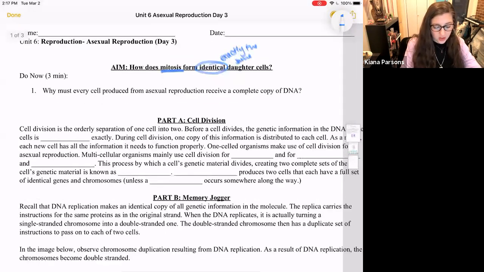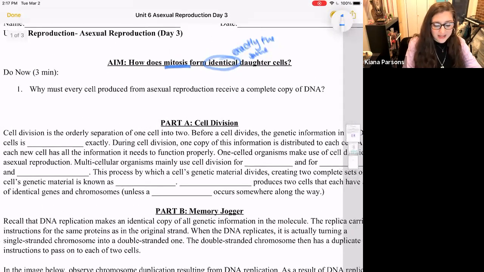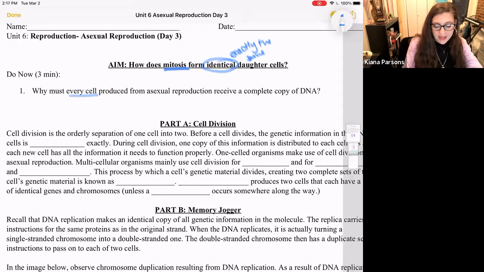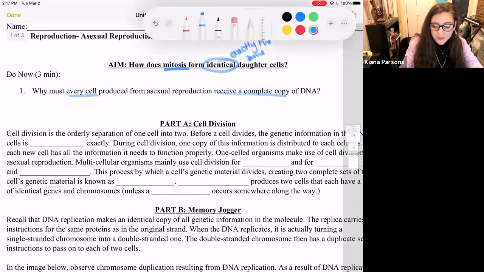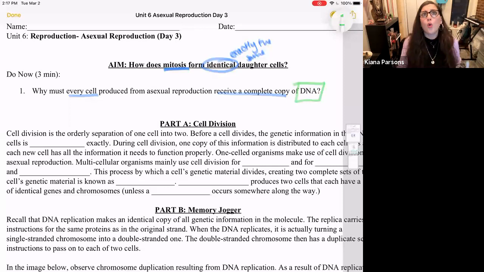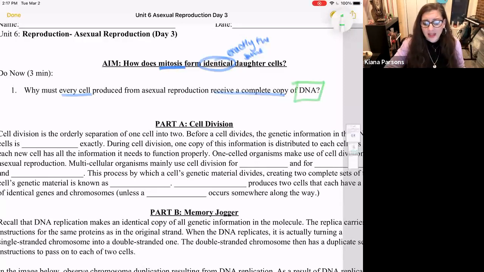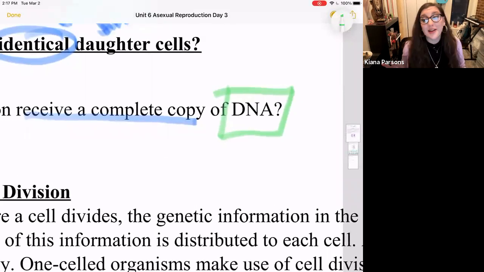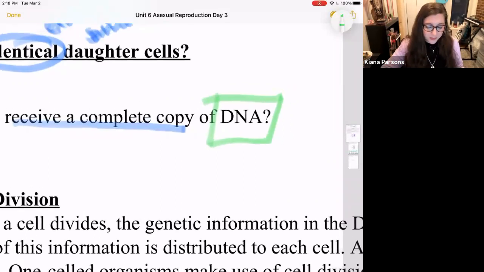Piggybacking off that, let's start with the do now. Why must every cell produced by asexual reproduction receive a complete copy of DNA? So your DNA is the blueprint or the instructions for life. If you've ever tried to put together a Lego set or a piece of furniture that has instructions, probably not tried to build a house from a blueprint, I know I haven't, but if you have, that's pretty cool too.